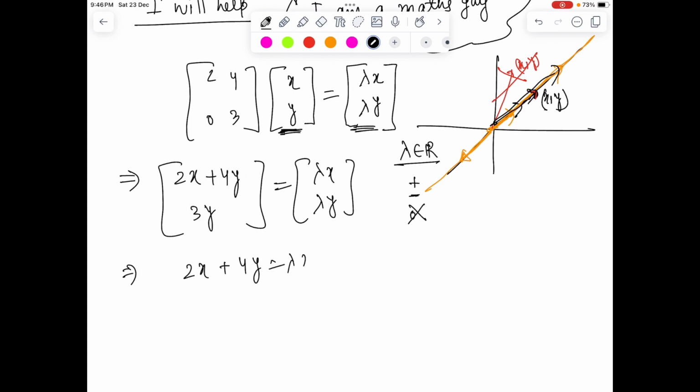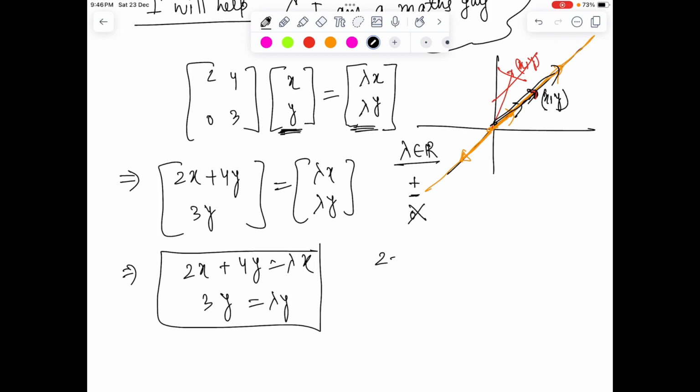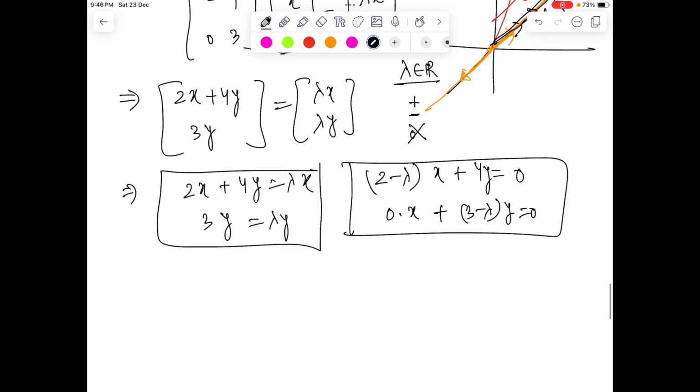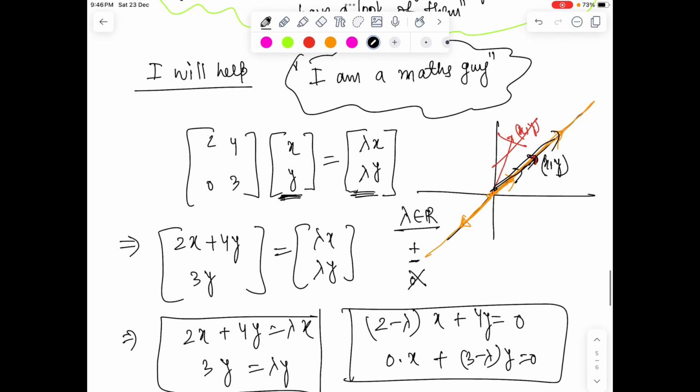And this is your basic system of two equations: 2x plus 4y equals lambda x, and 3y equals lambda y. Needless to say, this can be handled in a very simple way, where I can write (2 minus lambda)x plus 4y equals 0, and 0x plus (3 minus lambda)y equals 0. There is a reason I am writing it like this, because I want to generalize it soon.